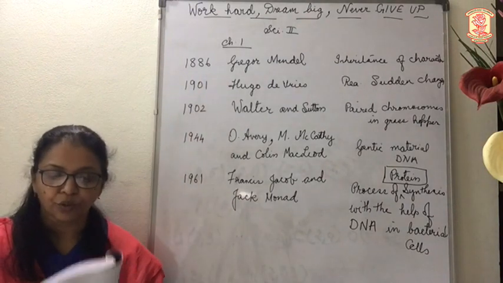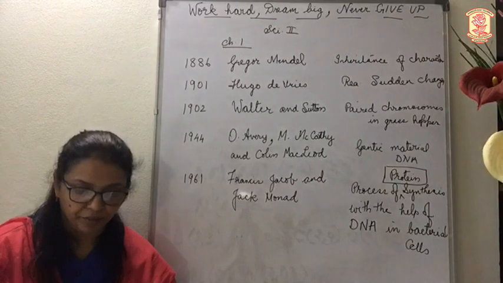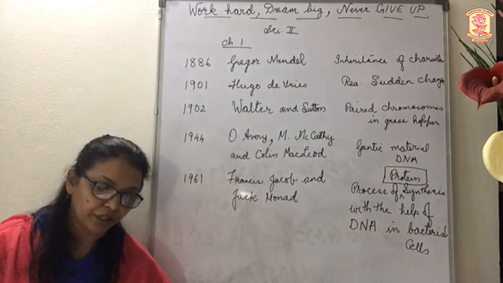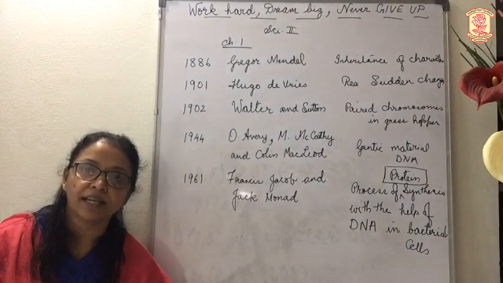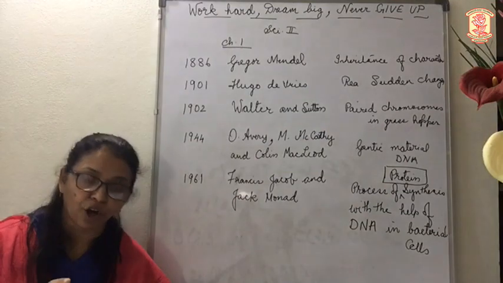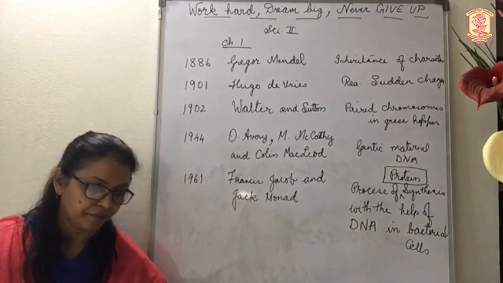Okay, so let's see the first one, that is in the year 1886. So who is that scientist? Gregor Johann Mendel. What is his contribution? A series of experiments he did on pea plants to explain the inheritance of characteristics. That also we have discussed in 9th standard.